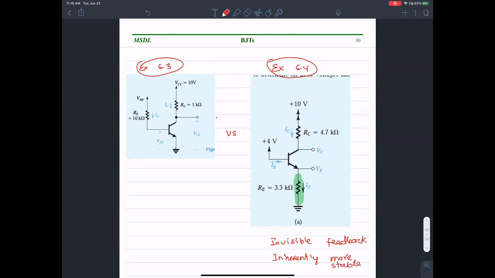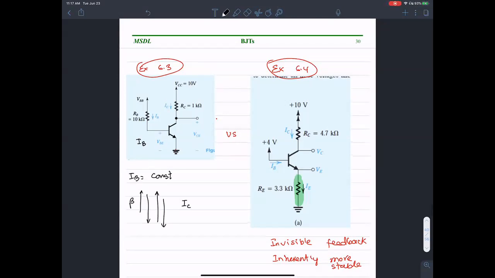What do I mean by that? Okay, look at this problem. Let's say I'm making IB constant, and beta is varying all over the place. Beta is not constant, it varies with temperature and a lot of other variables. What do you think happens to IC? What happens to IC as a result?